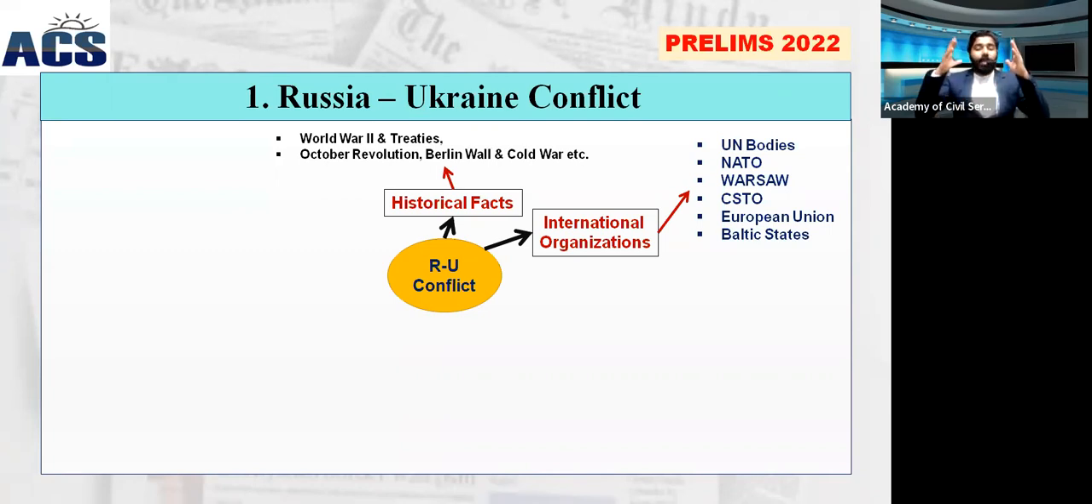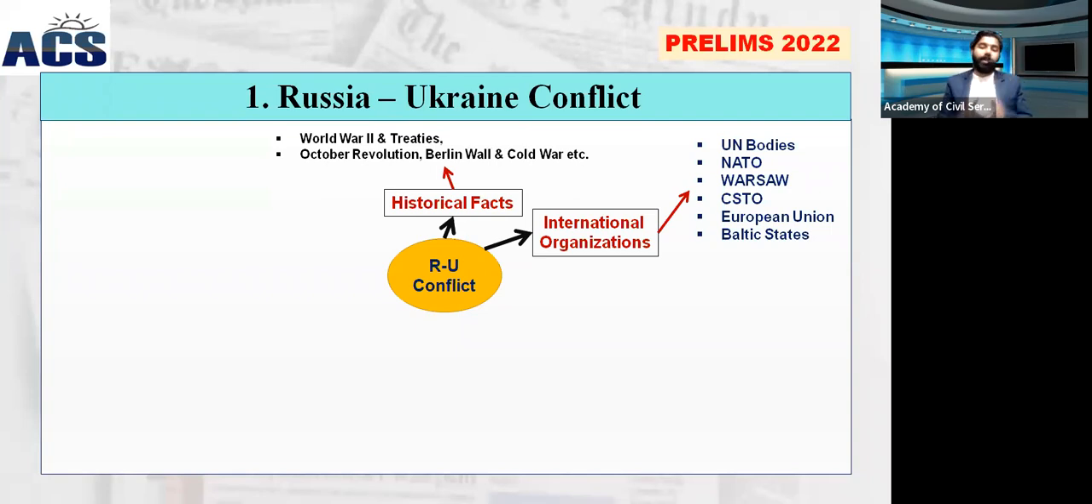Along with NATO, we have seen some articles discussing the Warsaw Pact. So what is the Warsaw Pact? What was the significance of this Warsaw Pact during the Cold War? Whether Russia was part of it? Who are the other members of this Warsaw Pact? And what is the current position of the Warsaw Pact or its members?